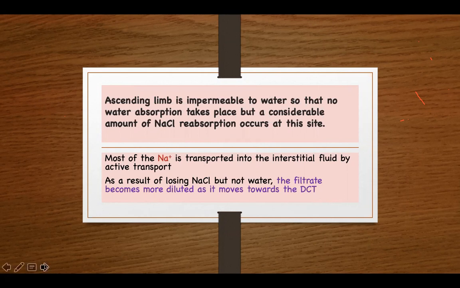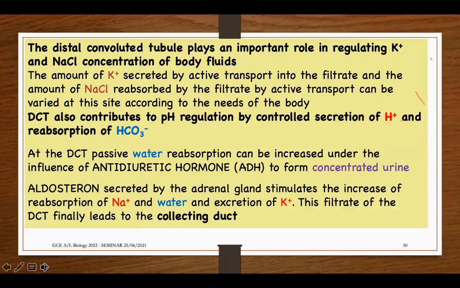And moving on, as the filtrate passes along to the distal convoluted tubule, now from the ascending limb of the loop of Henle, it has come to the distal convoluted tubule. This is playing a very important role in regulating the K plus and NaCl concentration of the body fluids. Okay, so the amount of K plus is secreted by active transport.